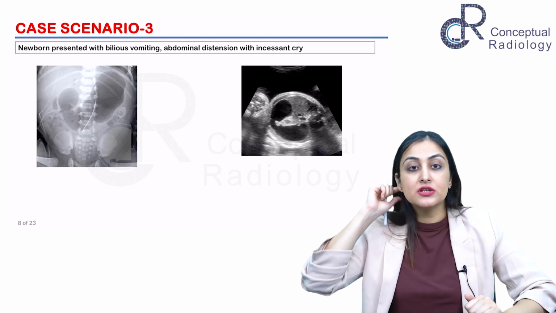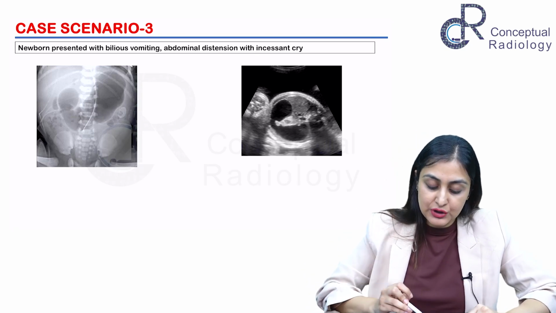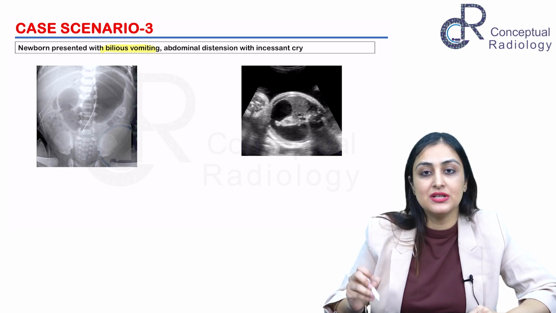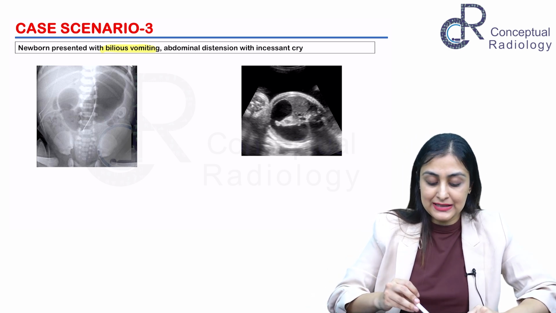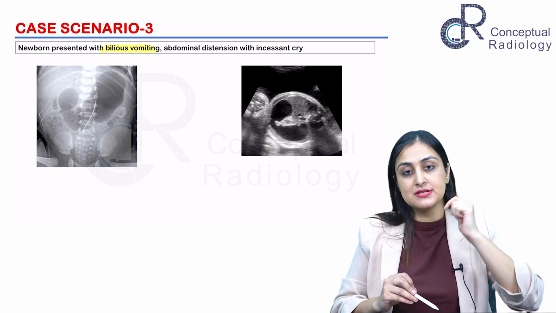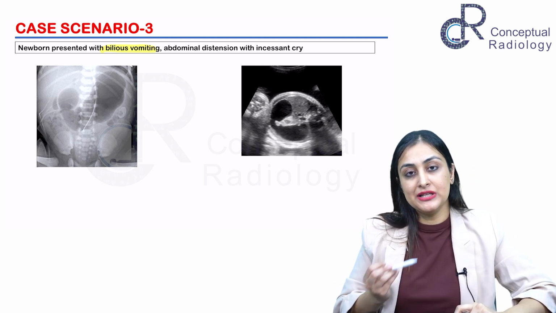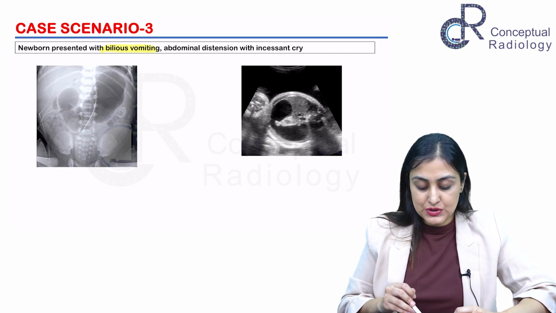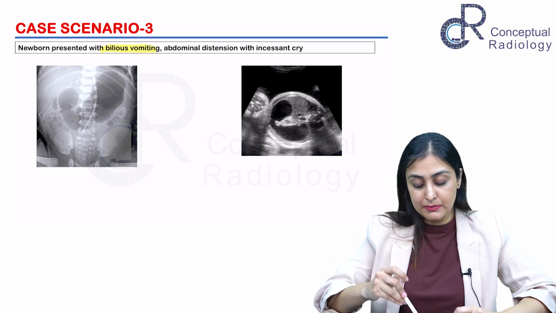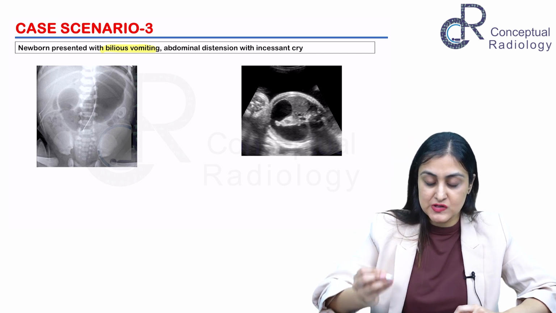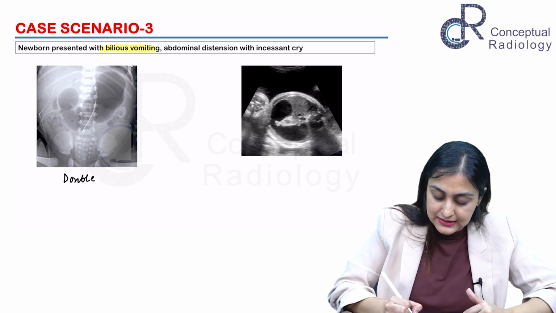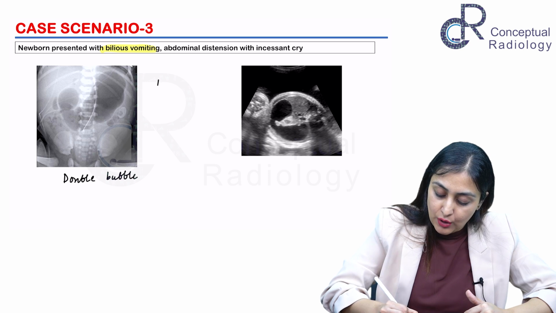Now let's talk about the third case scenario. So now we have a newborn who has presented to us with bilious vomiting, abdominal distension, incessant cries. When we look at the X-ray, there are two bubbles, two dilated bowel loops, meaning we are dealing with a case of high obstruction here. And directly when you see this image, two distended bubbles of stomach and proximal duodenum, this is something which is a spotter, right? You get this as a spotter. This is known as the double bubble sign of duodenal atresia, right?